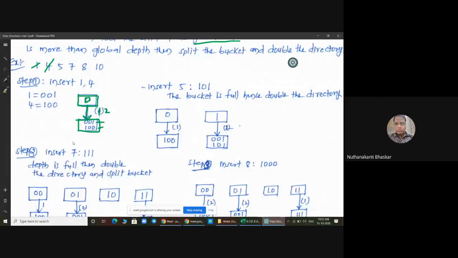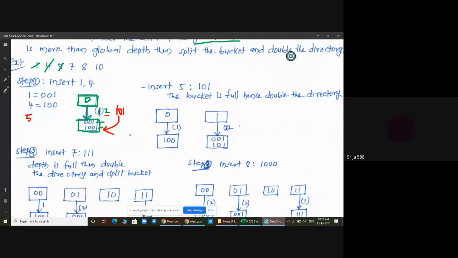Now I want to insert 5. What is the binary value of 5? 101. Now I am trying to insert it in the 0 bucket, but it is not inserting. Why is it not inserting?